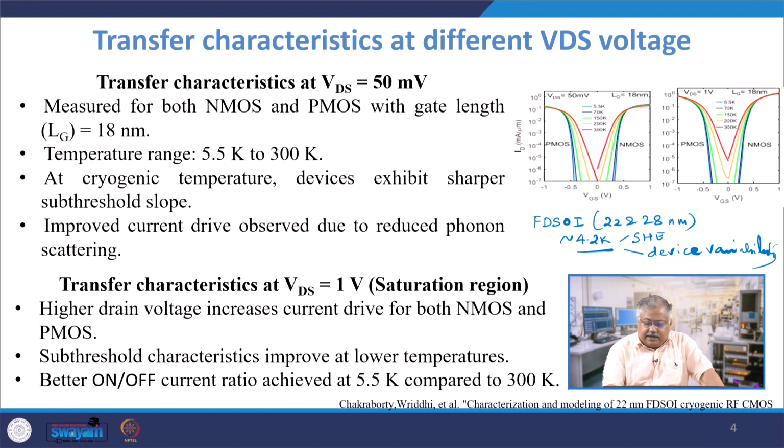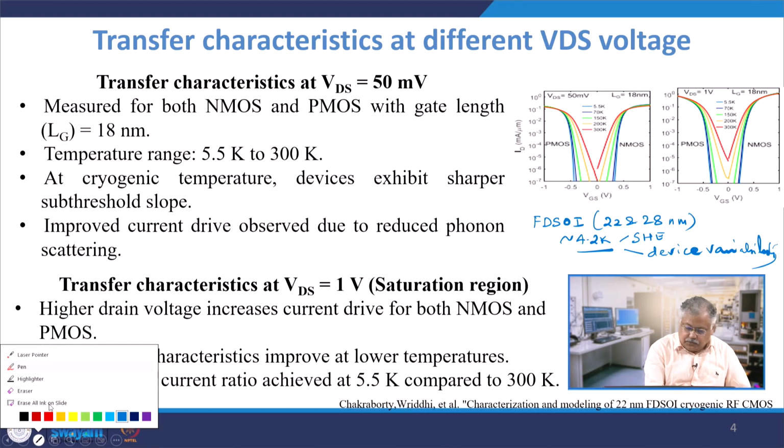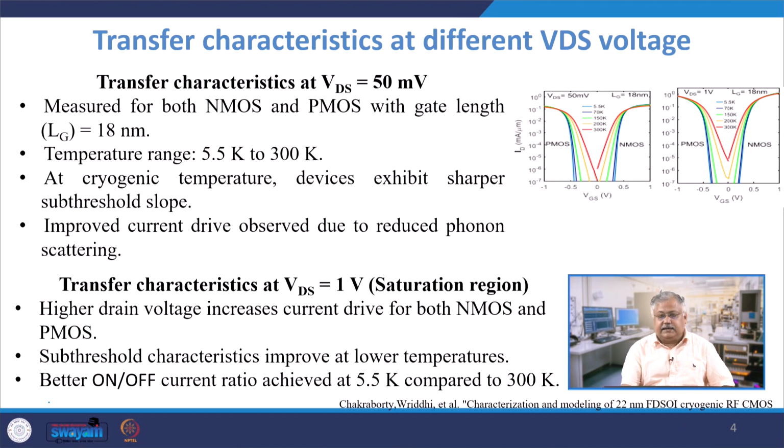So, if you look very carefully at the right hand side portion, we have the transfer characteristics for an 80 nanometer FDSOI, where one is operated at 50 millivolts and the other is operated at 1 volt. So, this is operating at 1 volt VDS and this is operating at VDS equals 50 millivolts.